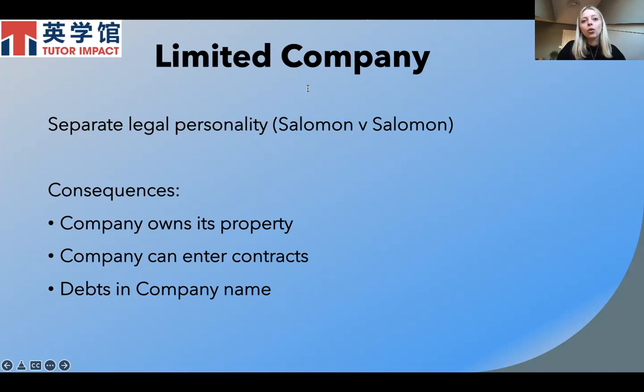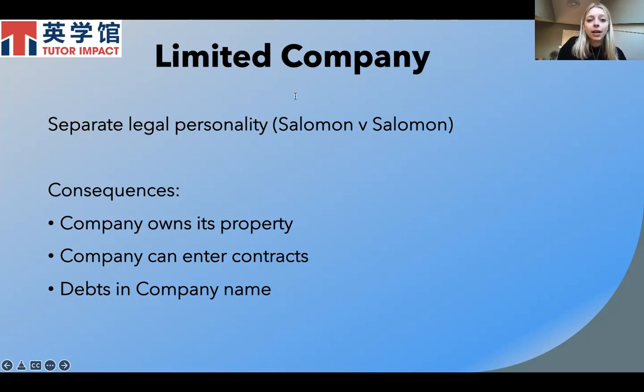So we're now going to discuss the consequences of separate legal personality. And so as you can see, the first one is that the company owns all of its own property. So any company property belongs to the company and not the owners of the company or the people who manage the company. Similarly, a company, as we discussed before, can enter into contracts in its own name. And this is because it's a separate legal entity. So just as me and you could enter into a contract with someone, a company can also do this.